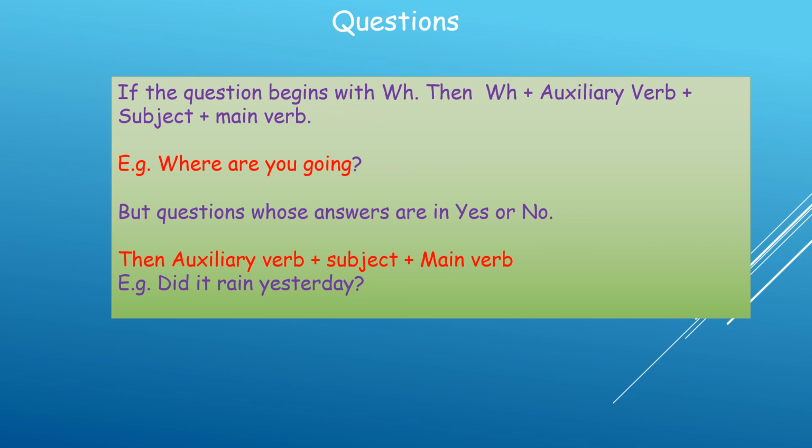Let us see the example. Where are you going? So WH is where, are is the auxiliary verb or the helping verb, you is the subject, and going is the main verb. But for questions whose answers are yes or no, when we begin the question with an auxiliary verb, we always give the answer in yes or no. Then the auxiliary verb will come first, then the subject, and then the main verb. Example, did it rain yesterday? So did is the auxiliary verb, it is the subject, and rain is the main verb. Did it rain yesterday? So the answer will be yes or no.